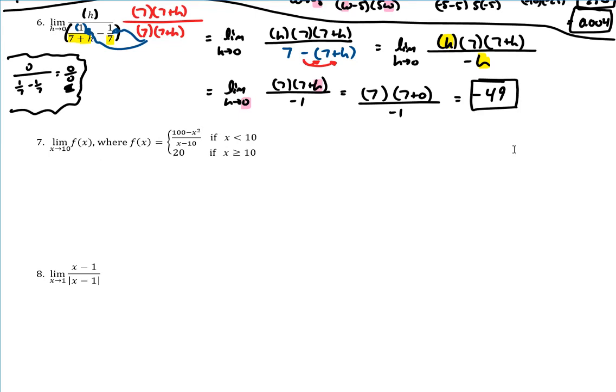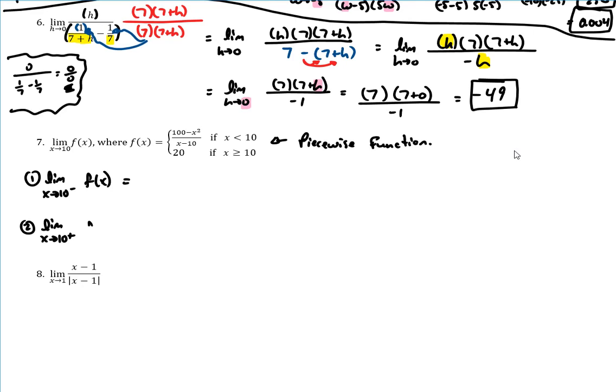Now, let's take a look at these two kind of strange scenarios. So when it wants you to find the limit of a piecewise function, because you have two pieces, what we really need to do is 2 problems. We need to do 1, let's find the limit as it goes from the left. And then our second one, let's also find the limit as it goes from the right.